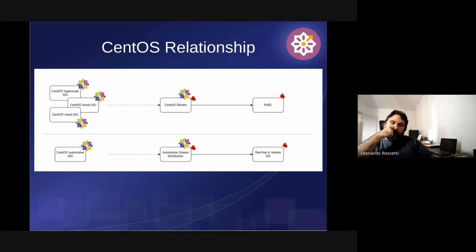The main difference is that AutoSD has its own image, so you have a parallel process. It still leverages CentOS Stream packages, but you have AutoSD-specific images because they are tailored for the automotive industry, with things that don't exist there. We try to contribute as much as possible upstream, but sometimes it doesn't make sense to merge things back to CentOS Stream, and that eventually becomes what we would call a Red Hat in-vehicle operating system.